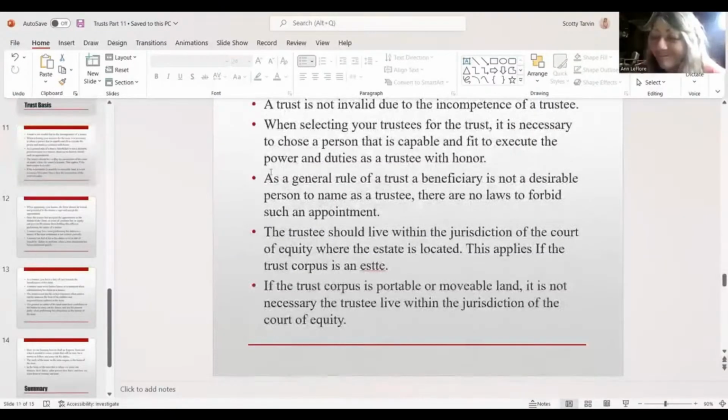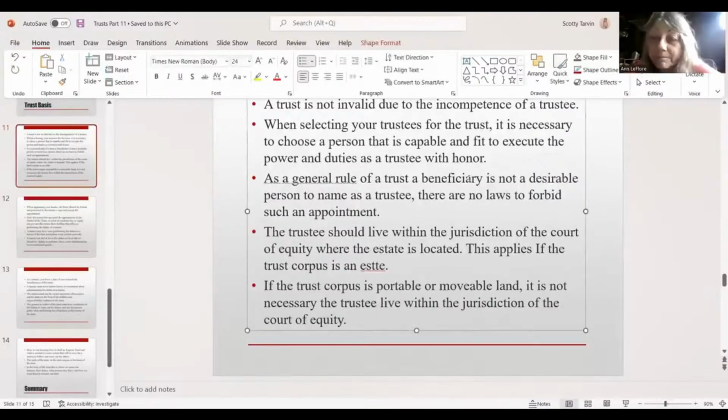Panel 11. A trust is not invalid due to the incompetence of the trustee. When selecting your trustees for the trust, it is necessary to choose a person that is capable and fit to execute the power and duties as a trustee with honor. As a general rule of the trust, a beneficiary is not a desirable person to name as a trustee. There are no laws to forbid such an appointment.